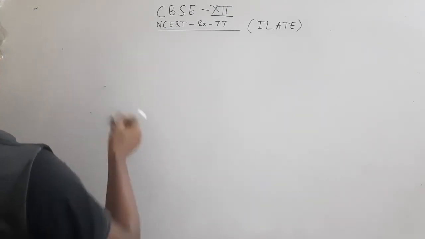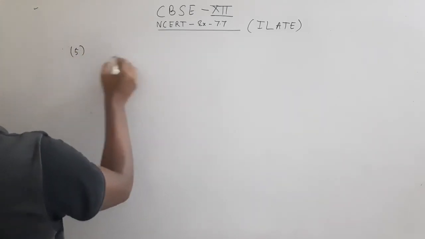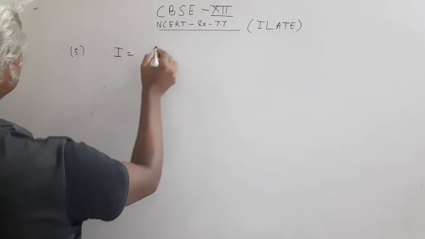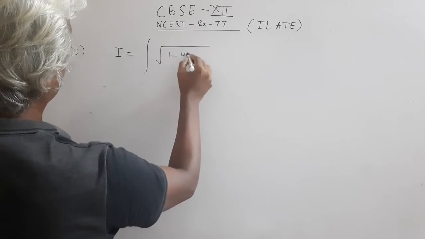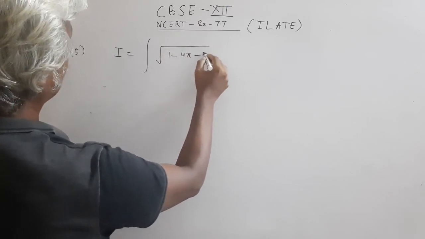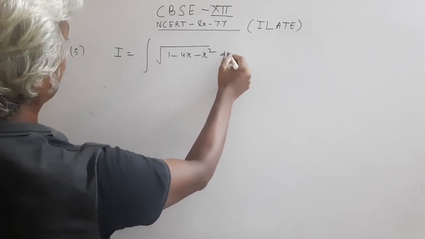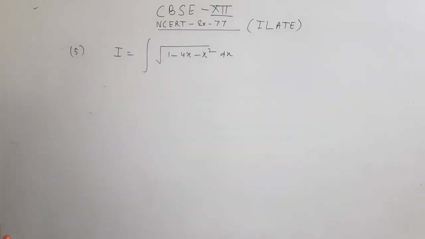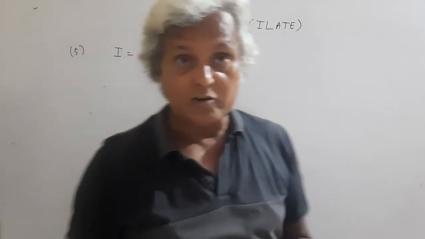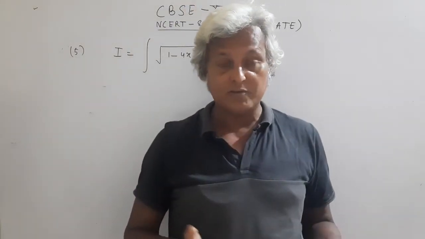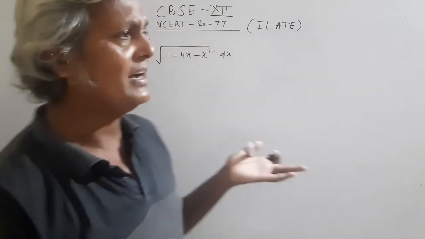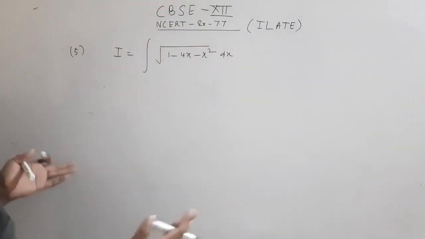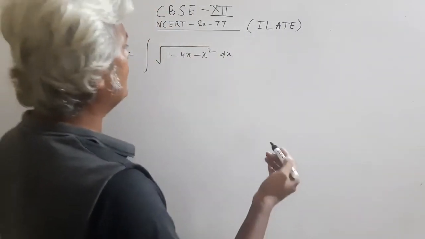This question number 5 goes like I is integration of under root 1 minus 4x minus x square dx. The problem is that suppose if you don't remember the formula, then what will happen? If you don't remember the formula, then will you ask someone who is sitting beside you to tell you the formula, or is there any way by which you can derive the formula? Yes, you can derive the formulas. All these formulas have been derived only. There is no problem with that.